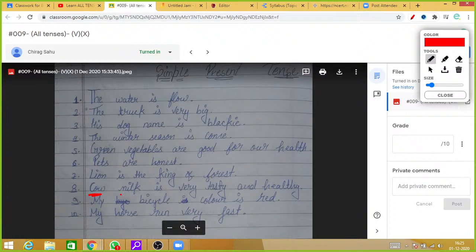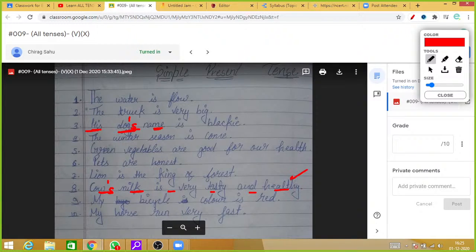But here, what are you talking about? Are you talking about the cow or the milk or the cow's milk? What are you talking about? Milk. Milk. So whose milk? Cow's milk. So it will become cow's milk, like his dog's name. We are not talking about his, we are talking about his dog's name. Similarly, cow's milk is very tasty and healthy.